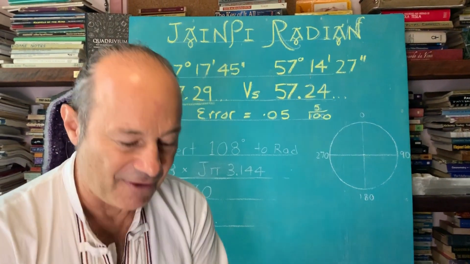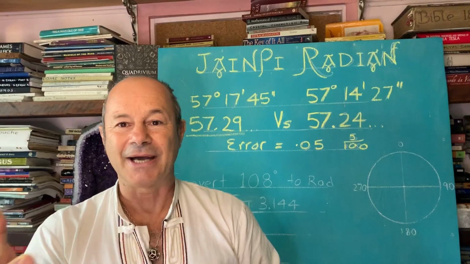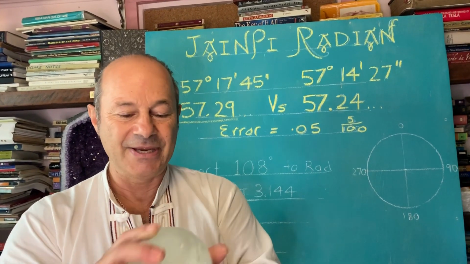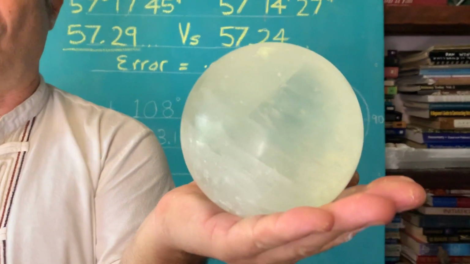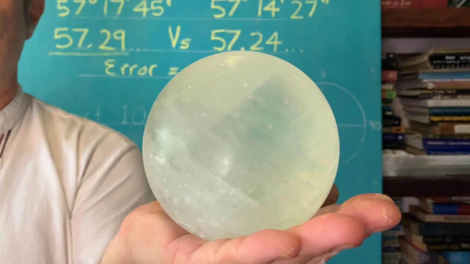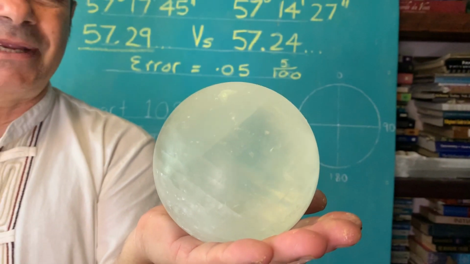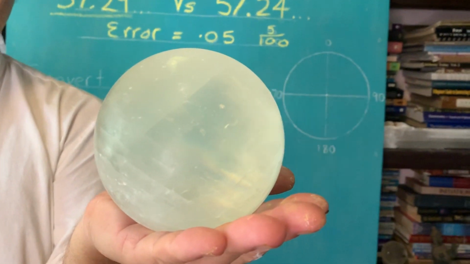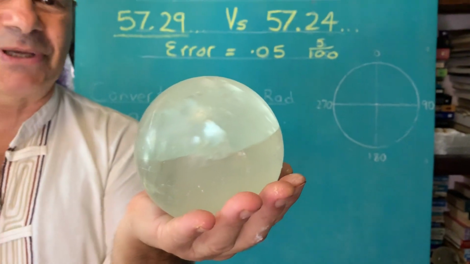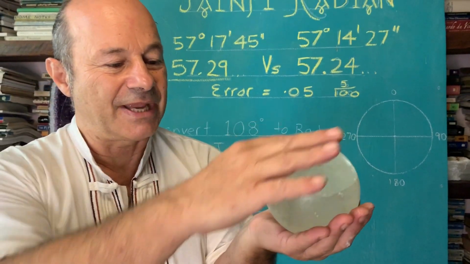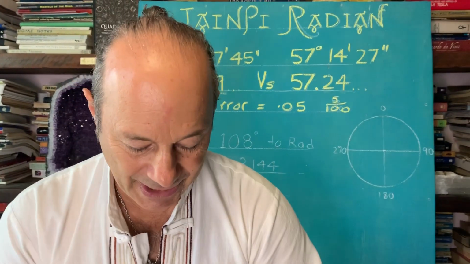When we look at the area of a circle, we go pi r squared. And so here's the sphere. When we look at the sphere, the formula is 4 over 3 pi r cubed. So as engineers and mathematicians and technologists, we need to know that pi is as accurate as possible, and we need to know how to measure the arc length, right? So that's why we need radians.